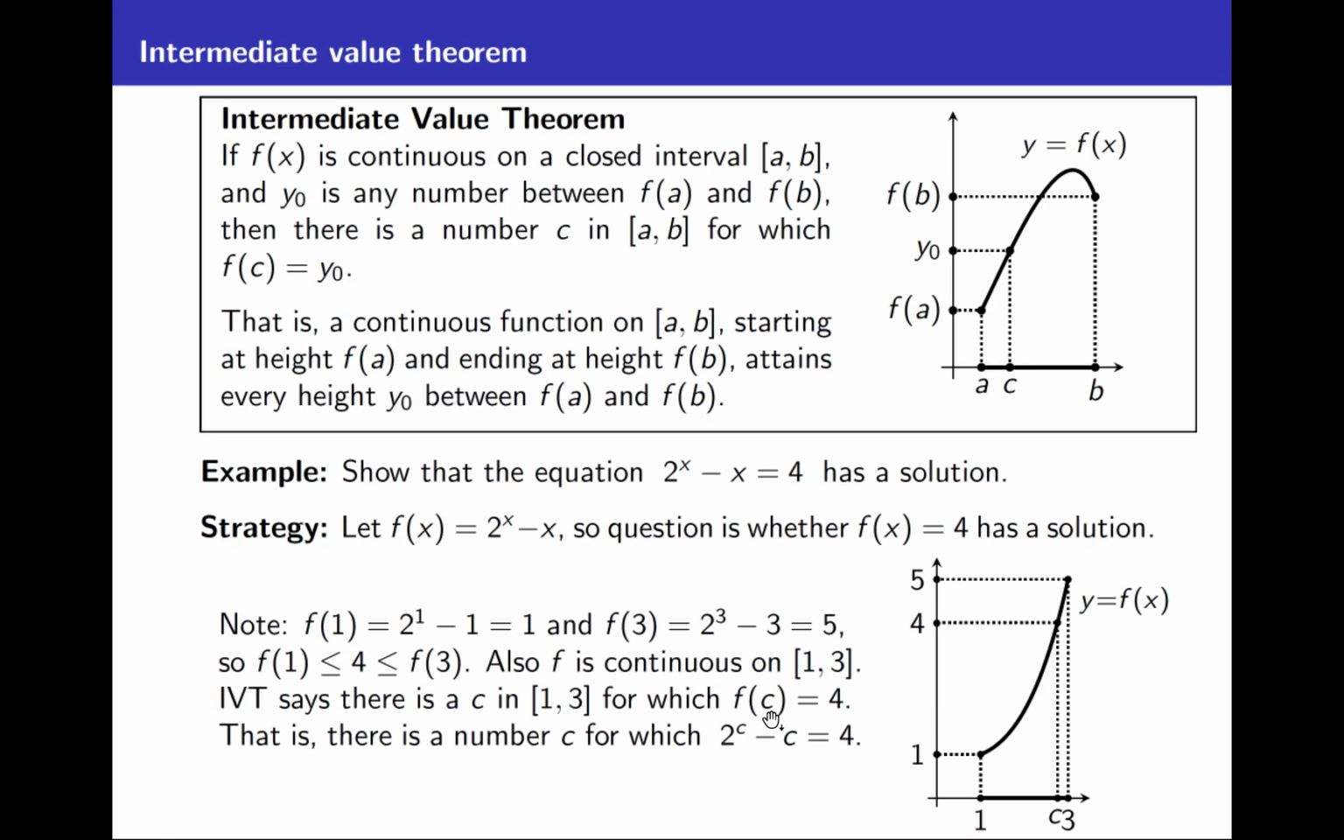But f of x is the function 2 to the x minus x, so f of c is 2 to the c minus c. So we have a number c for which 2 to the c minus c equals 4. And that means the equation 2 to the x minus x equals 4 has a solution, namely this number c. And that completes our solution. So this has been one application of the intermediate value theorem. You can use it to show that solutions of certain equations exist.